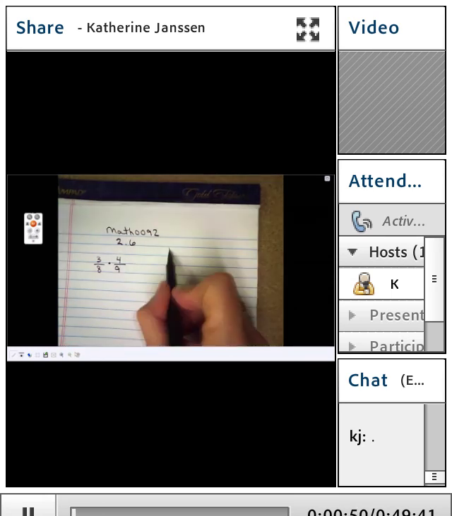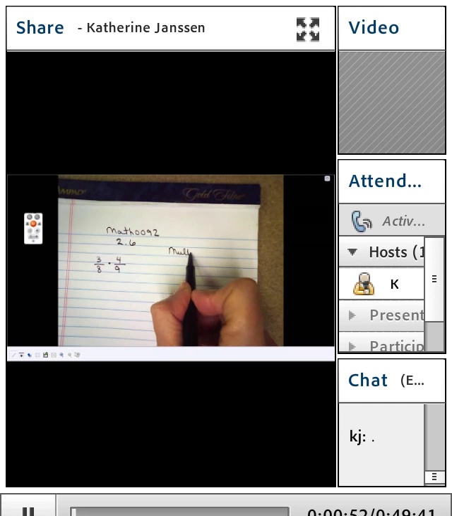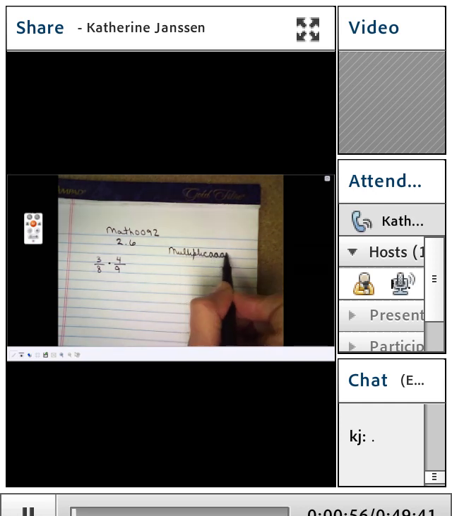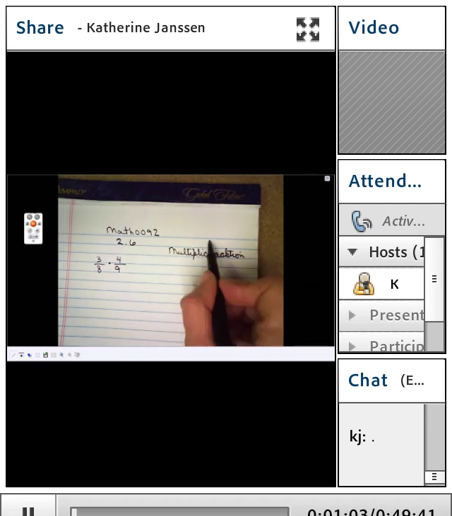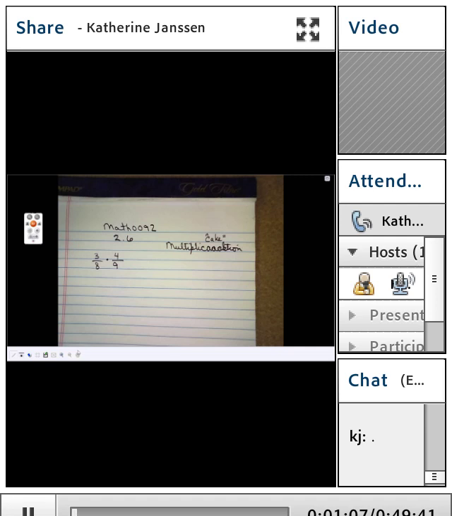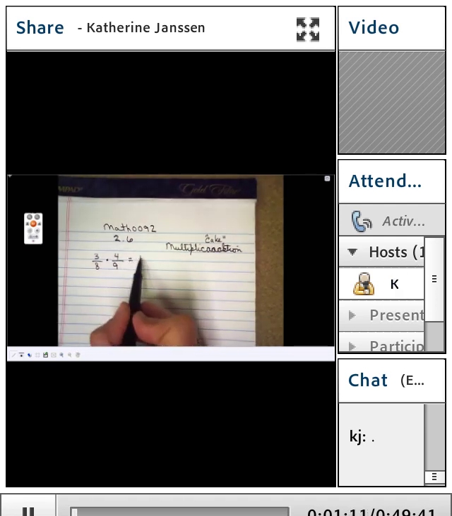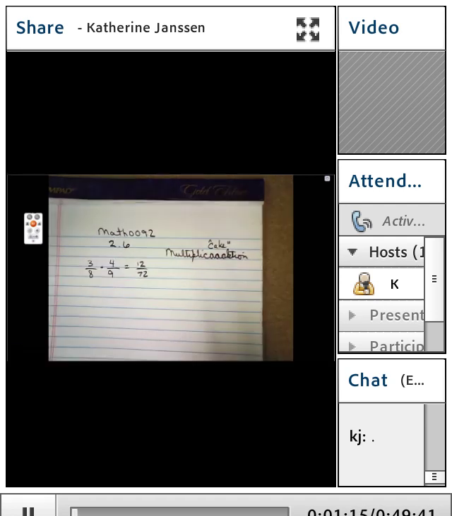Multiplication of fractions is a piece of cake. Multiply the numerators, multiply the denominators, and simplify if you can.